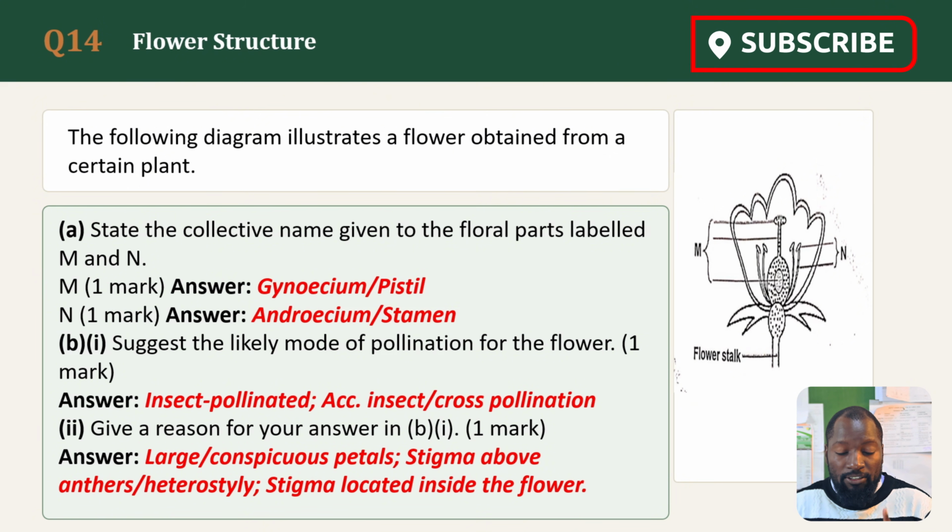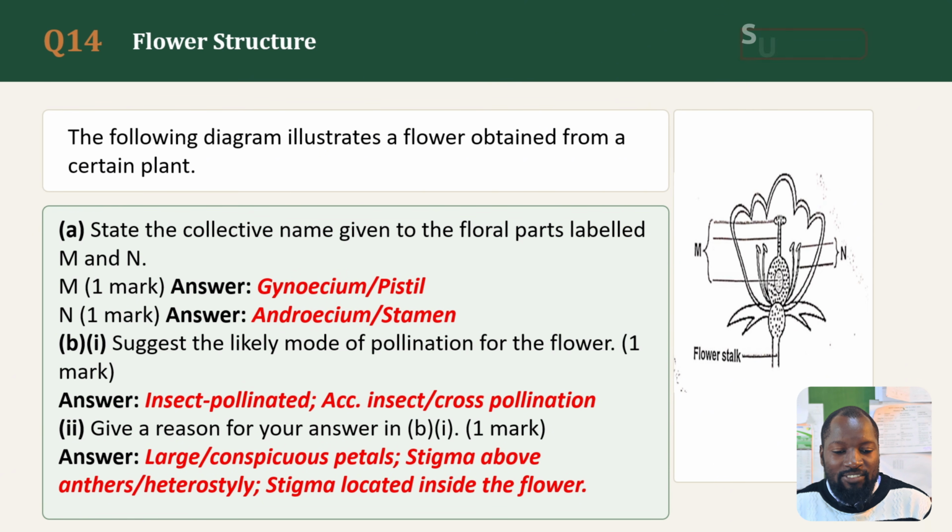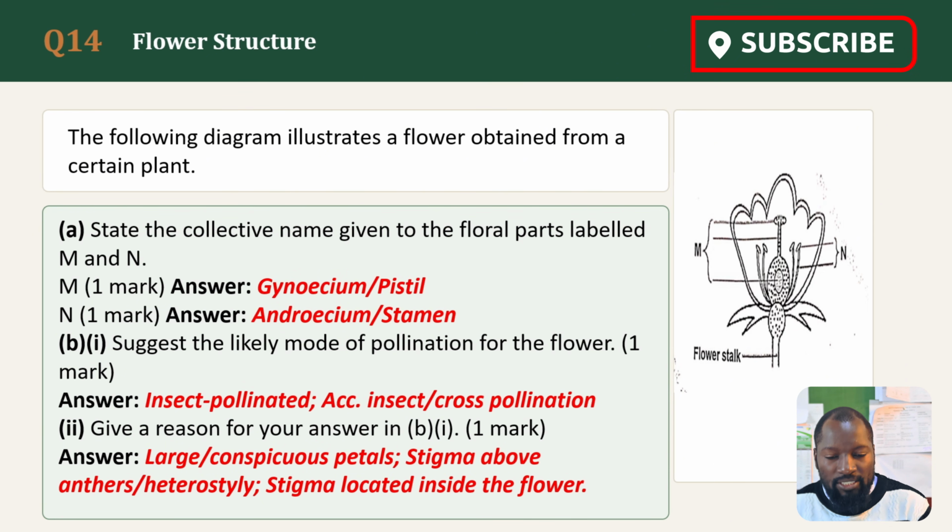And in question Roman number 2, they're asking us to give a reason for that, why we are saying it's an insect pollinated flower. Number 1, you can see it has what we call large conspicuous petals. The stigma is above the anthers, and the stigma is also located inside the flower. So those are some of the reasons why we are saying it's an insect pollinated flower.